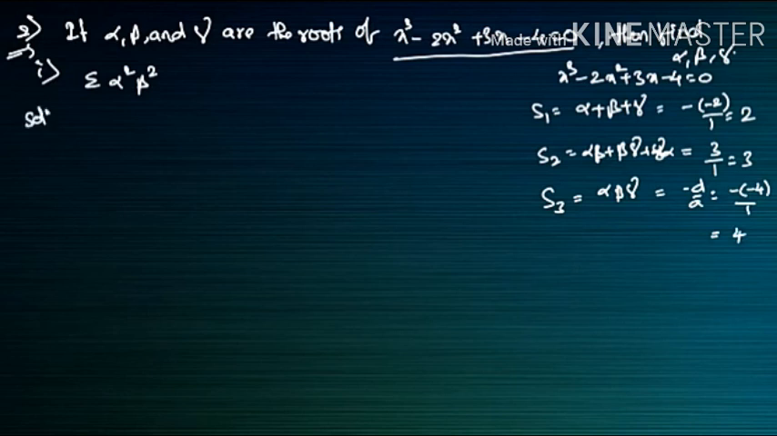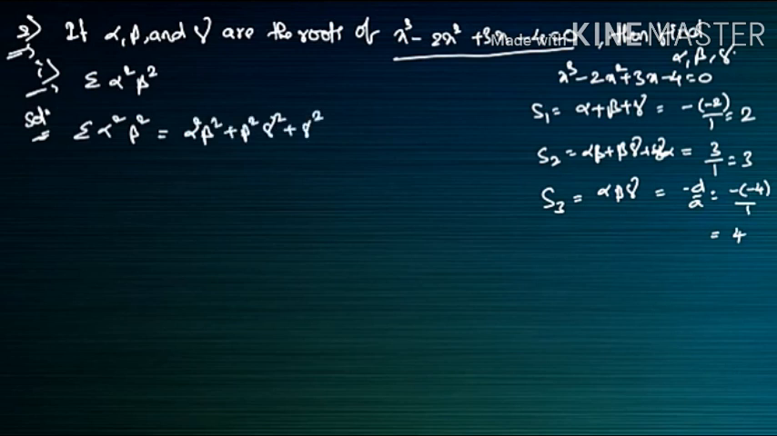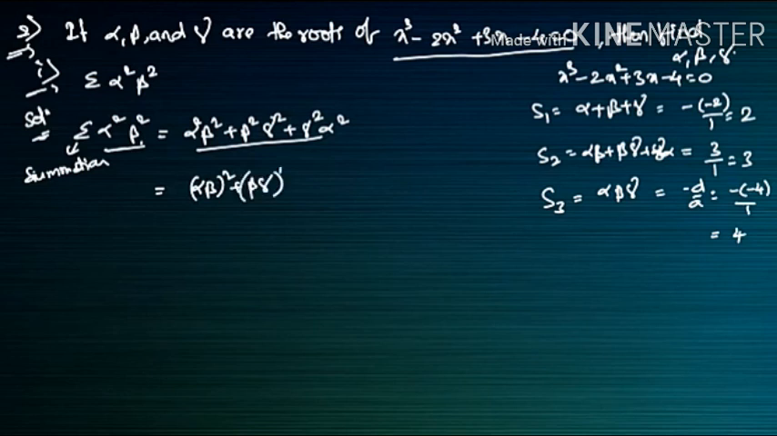Now the solution of the first part of this question: the sum of alpha square beta square will become alpha square beta square plus beta square gamma square plus gamma square alpha square. This is the summation, the sigma of alpha square beta square, which gives this total. Now we can write it like this: alpha beta whole square plus beta gamma whole square plus gamma alpha whole square. This is like a square plus b square plus c square.